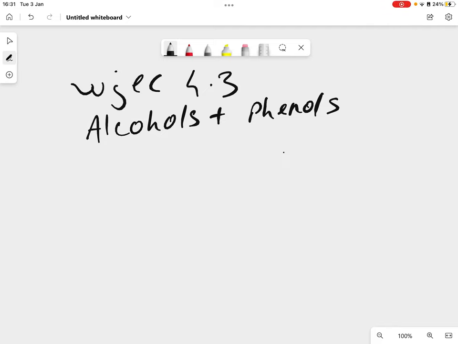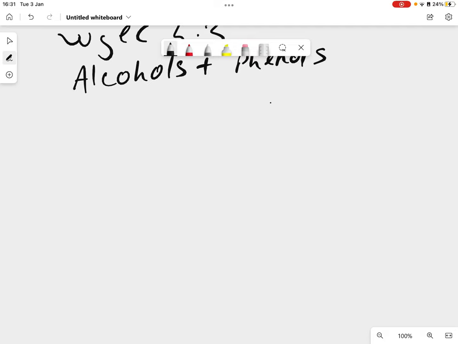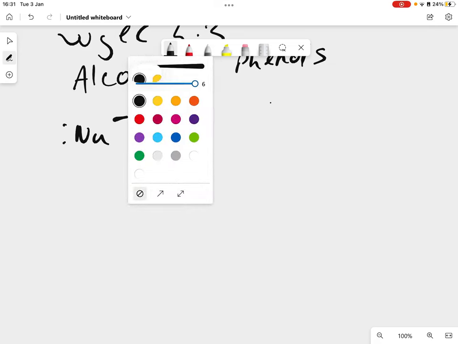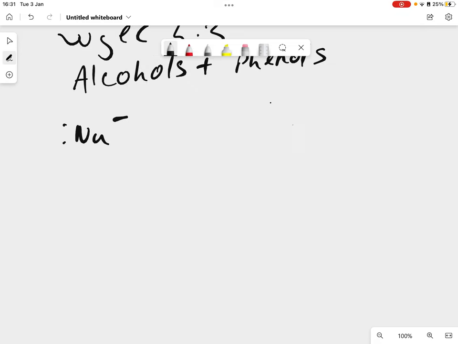Moving on to Unit 4.3 of the WJEC course, we move on to alcohols and phenols. We're actually going to start off with a recap from Unit 2, which is the formation of aliphatic alcohols from a halogenoalkane. This is caused by nucleophilic substitution, where the nucleophile is an electron-rich species, and this is just on to our normal aliphatic halogenoalkane.